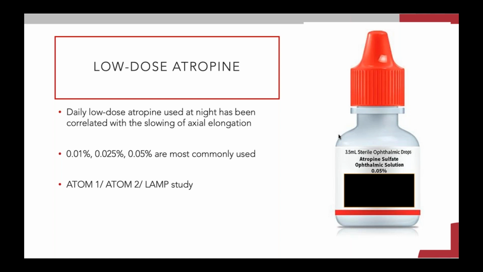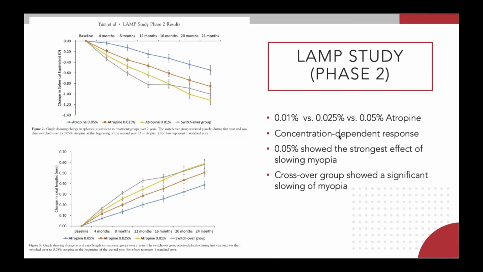So let's go through that LAMP study. The LAMP study was divided into 2 phases. I've got the chart on the side here. This includes phase 1 and phase 2. Phase 1 was the first year. This LAMP study looked at 3 different concentrations of atropine, and it compared it to a control. It tracked them for a year, and it showed a concentration-dependent response, meaning that the 0.05% atropine had the largest effect in slowing myopia progression and axial elongation.